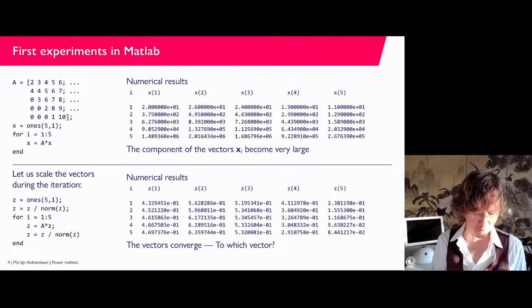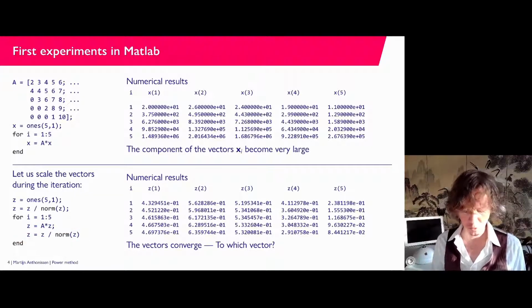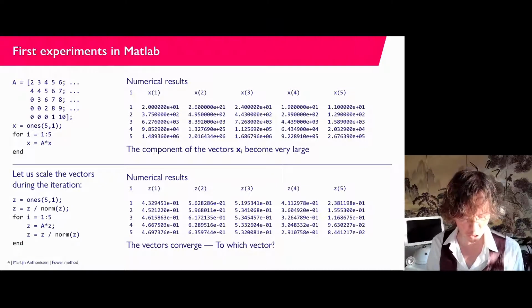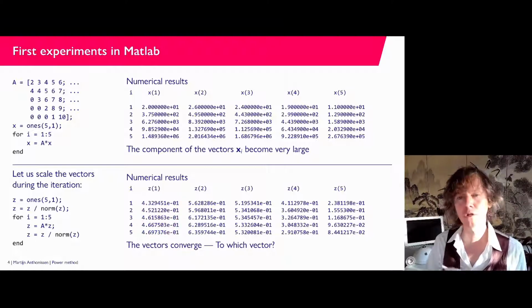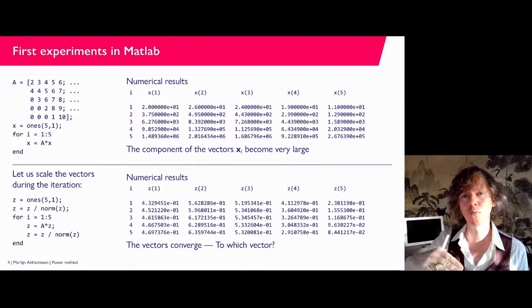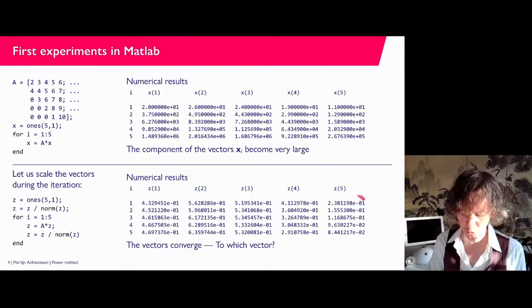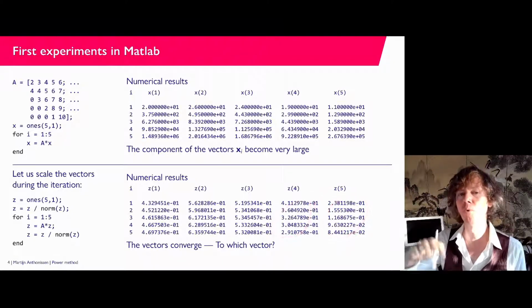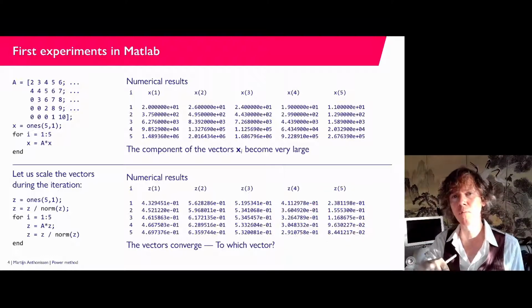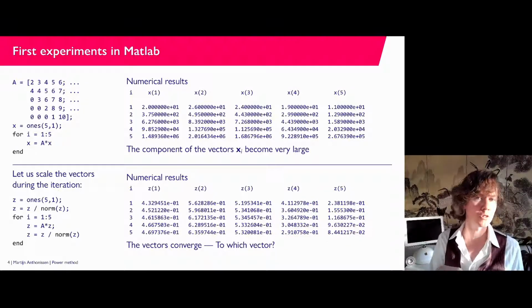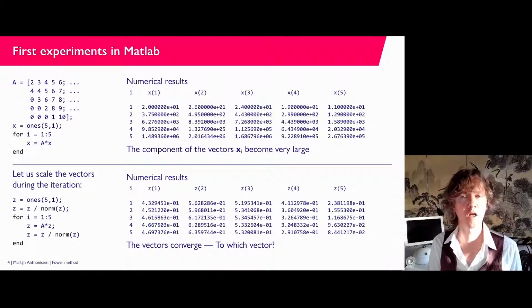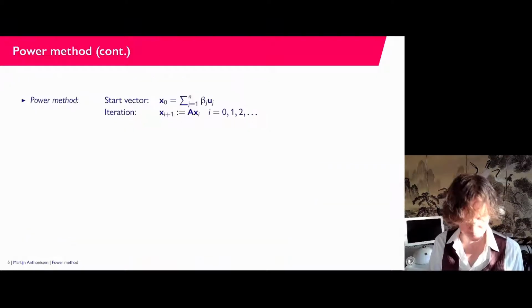Let's see what happens here with the z's. What you see here is that the z's converge, because if you look at the first column, that's the first component of the z vector, you see that it appears to go to some limit value, and the same holds true for the other entries of the z vector too. If you take more iterations, 5 is of course a very limited number, you will see that there is convergence here to a fixed vector. To which vector? That could be the question.